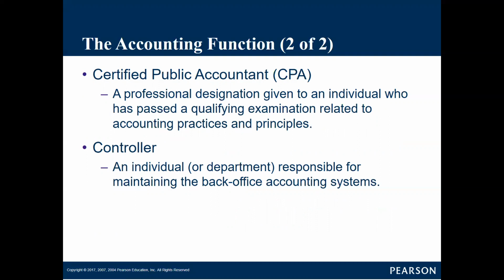So a CPA, a certified public accountant, is a professional designation given to an individual who has passed a national qualifying examination related to accounting practices and principles. CPA designations are granted and administered by state boards of accountancy. A controller in a hotel is an individual or department responsible for maintaining the back office accounting systems. Right? Remember, that's the entire hotel.